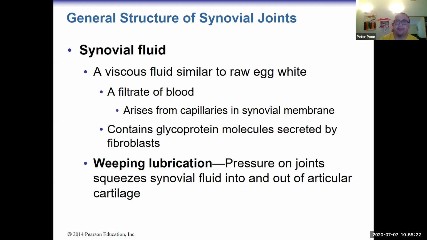Synovial fluid is really a viscous fluid that's similar to raw egg white. Raw egg white is slippery, just like synovial fluid is. So what synovial fluid does is allow the joints to slide past one another.